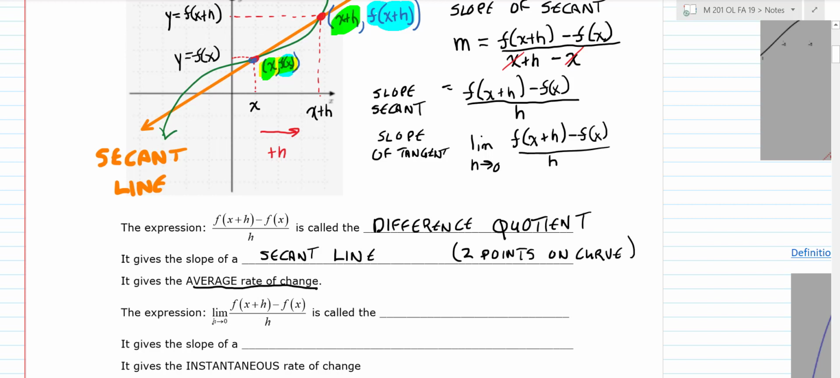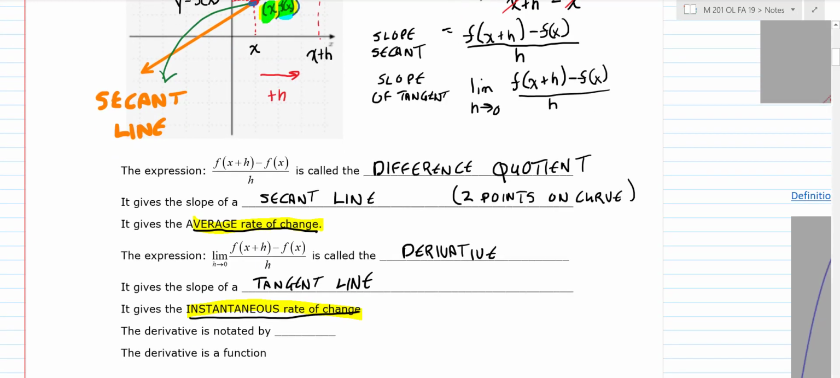All right, now when we do the limit, then that's called the derivative. So that's the derivative function. Sometimes you'll hear this called the derived function. It gives the slope of a tangent line. And it actually gives an instantaneous rate of change, right? So there's a difference between average rate of change and instantaneous rate of change. For average rate of change, you're considering how things are changing between two points. For instantaneous rate of change, you're looking at the rate at one particular point. So that's the idea. Okay, the last thing is this. For now, we're going to notate that as f prime of x. We'll learn a little bit different type of notational system a little bit later here.